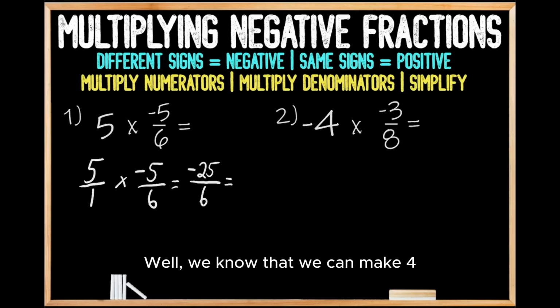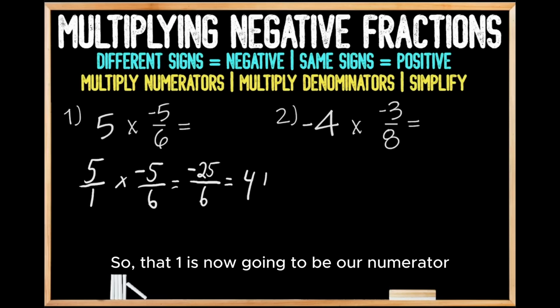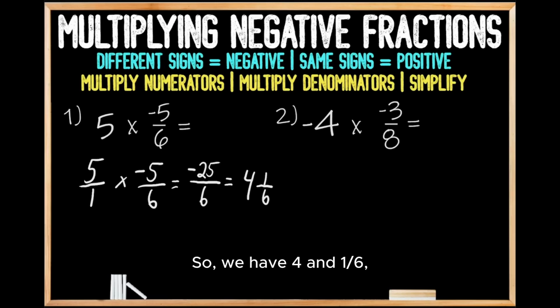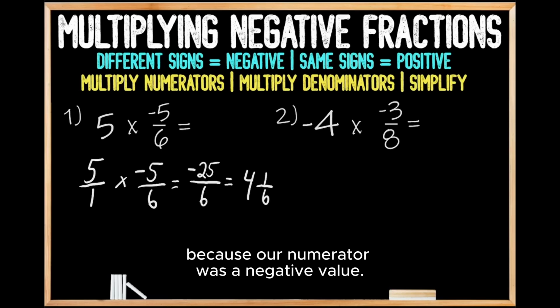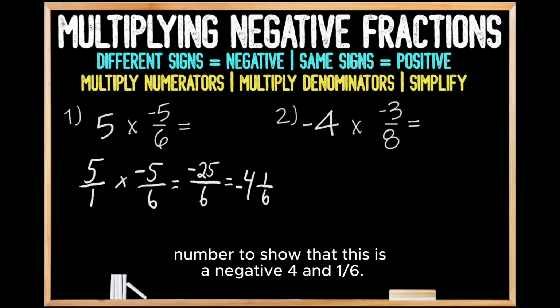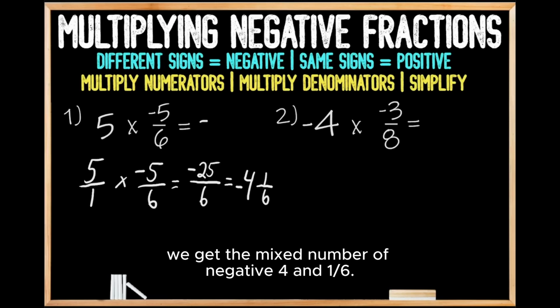Well, we know that we can make 4 equal groups of 6 out of 25, and that's going to leave us with 1 left over. So that 1 is now going to be our numerator, and our denominator's value has not changed. It's still 6, so we have 4 and 1/6. But we do have to include our negative sign here because our numerator was a negative value. So to do this, we're going to put our negative sign in front of our whole number to show that this is a negative 4 and 1/6. So when we multiply 5 times negative 5/6, we get the mixed number of negative 4 and 1/6.